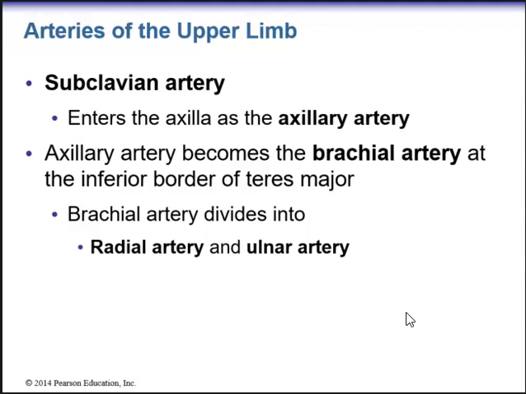The subclavian artery. On the right, the subclavian artery is a branch of the right brachiocephalic trunk. On the left, the subclavian artery is a direct branch coming off of the aortic arch. It's the third branch. So the subclavian artery will enter the axilla as the axillary artery.